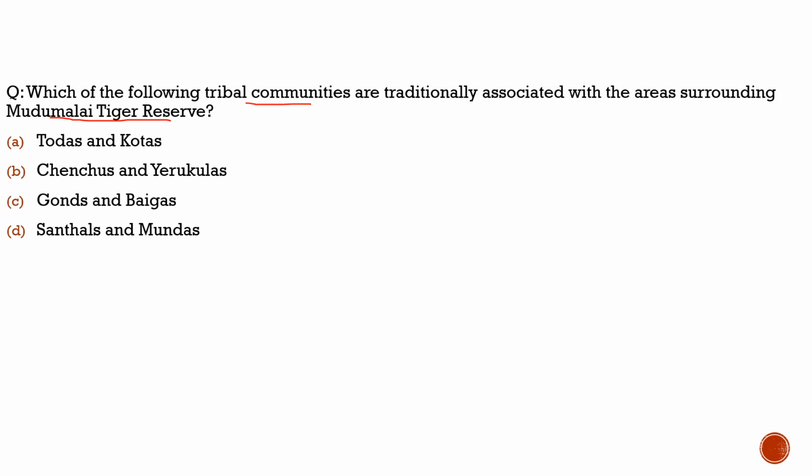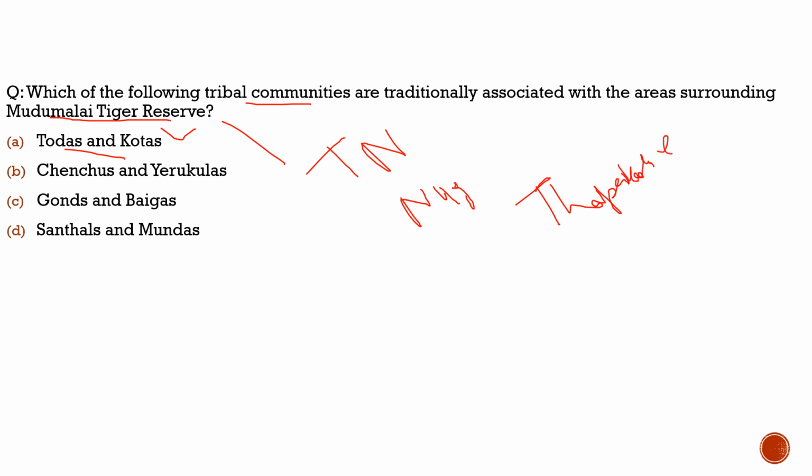Let's answer it first. The question says, which of the following tribal communities are traditionally associated with the areas surrounding Mudumalai Tiger Reserve? It is Todas and Kotas. Mudumalai Tiger Reserve is located in Tamil Nadu. It is part of the Nilgiri Biosphere Reserve. Why did we discuss this question? Because Elephant Pongal was celebrated at the Thepakadu Elephant Camp in the Mudumalai Tiger Reserve. What is the river flowing through it? It is the Moyar River, which flows through this Tiger Reserve.